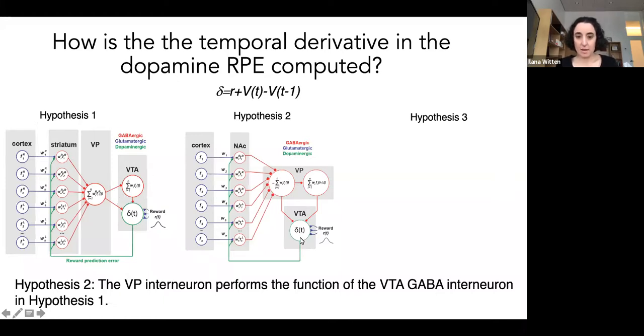Another could be that that temporal derivative, rather than being performed by GABA interneurons in the VTA, that computation goes one synapse earlier in the ventral pallidum, where an interneuron there serves the same function, where you have, again, a delayed and inverted signal through having an extra interneuron pathway through the VP and also a direct pathway.